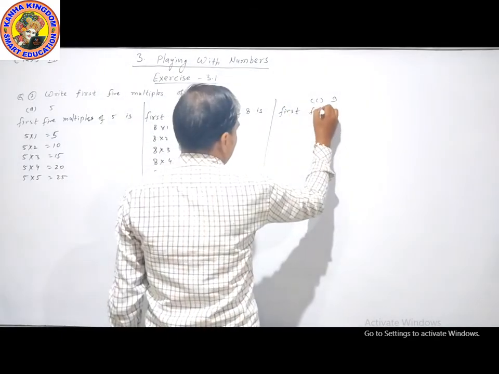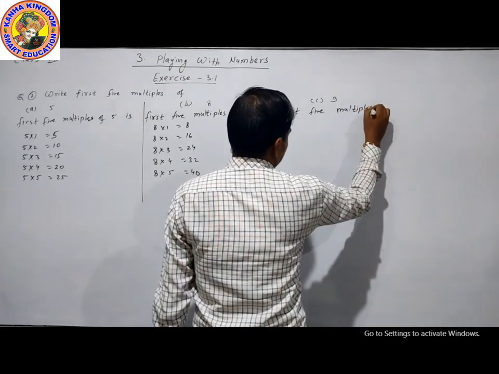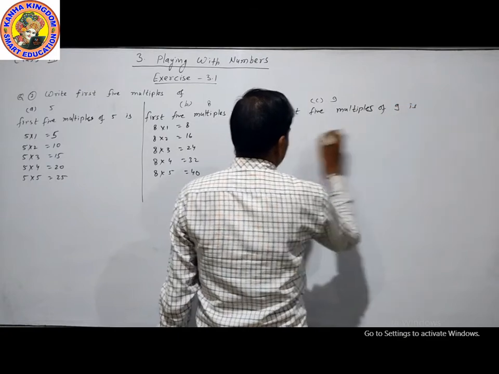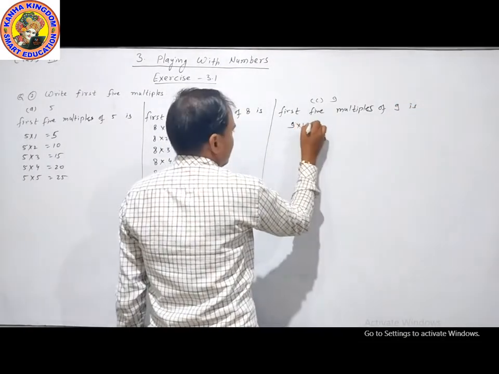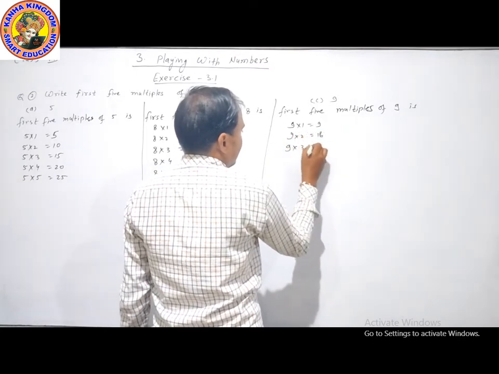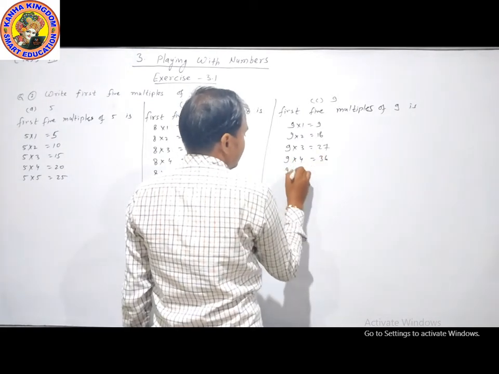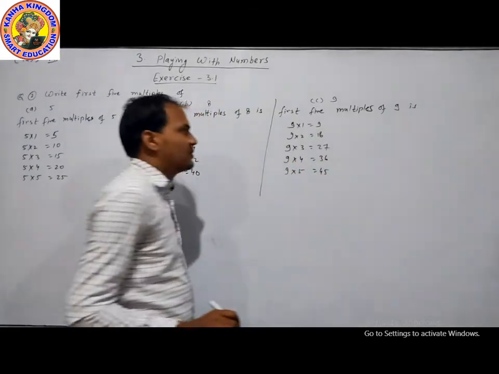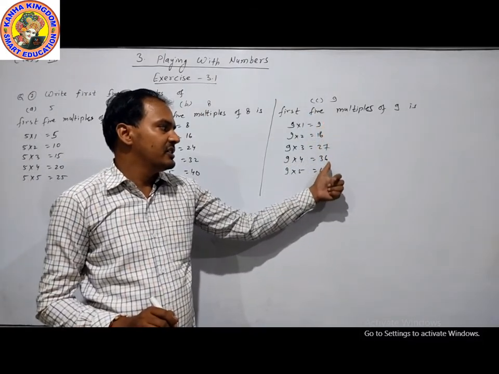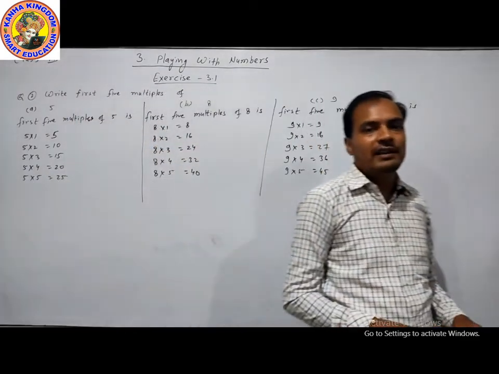The first 5 multiples of 9 are: 9 into 1 is 9, 9 into 2 is 18, 9 into 3 is 27, 9 into 4 is 36, 9 into 5 is 45. So the first 5 multiples of 9 are 9, 18, 27, 36 and 44. You can take a screenshot of this. We will move to our next question.